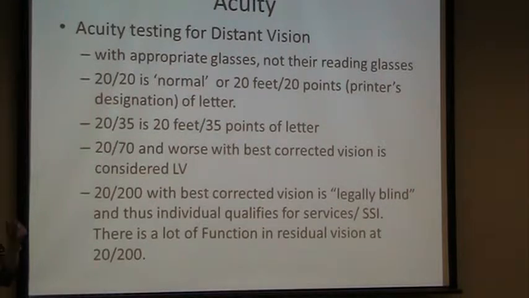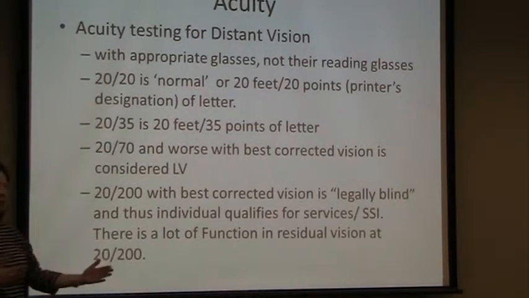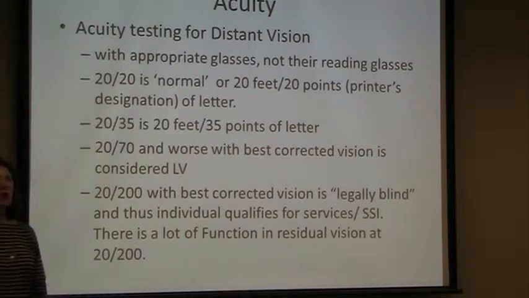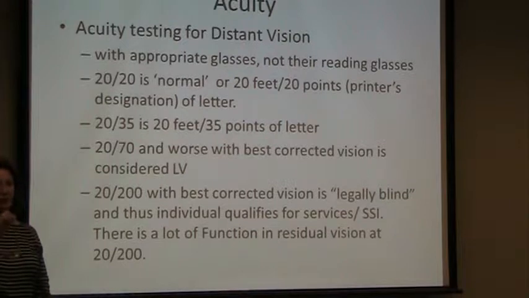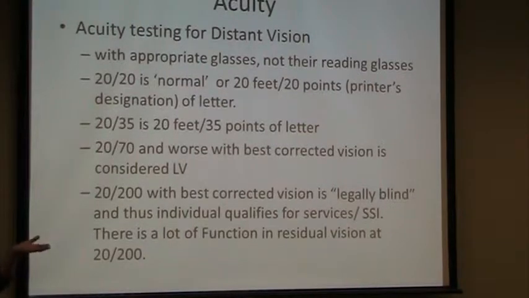20/20 is considered normal vision. That's at 20 feet away, and it's like 20 points, which is some printer's designation. Apparently printers from way back when they first made print, Gutenberg's Bible and all, had their size of type called out by different points or degrees or something. So we still use that in these Snellen charts. So if you have 20/35, that means at 20 feet you can see what a normal eye sees at 35, so the letter's bigger. That's really the best way to think of it.